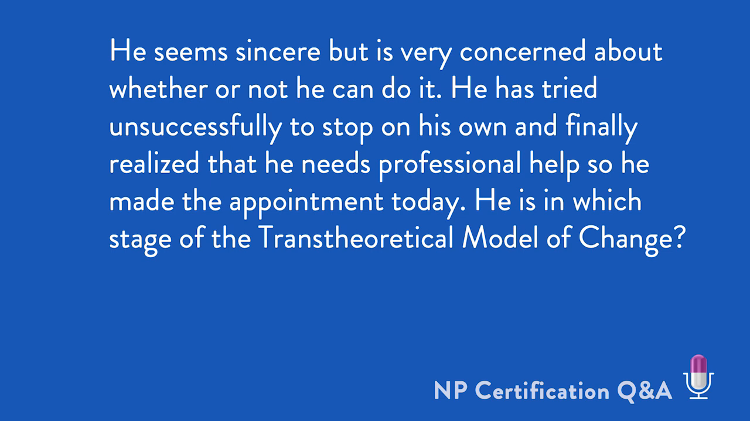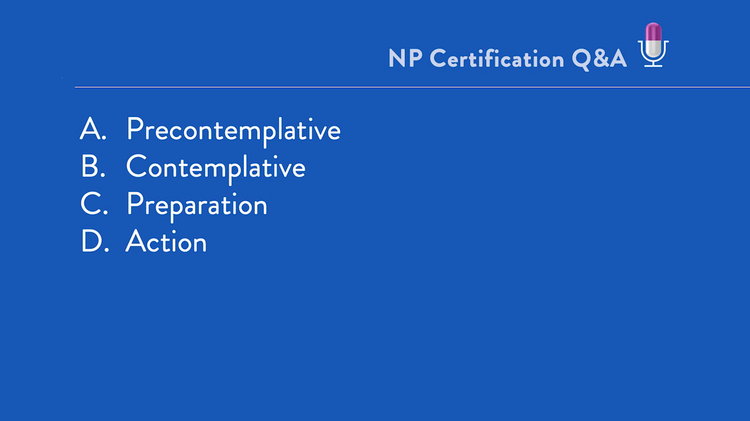He has tried unsuccessfully to stop on his own and finally realized that he needs professional help, so he made the appointment today. He is in which stage of the Transtheoretical Model of Change? A, Precontemplative, B, Contemplative, C, Preparation, or D, Action?